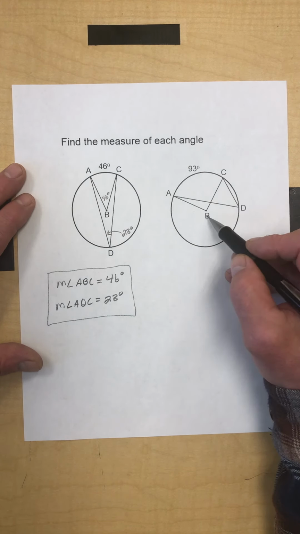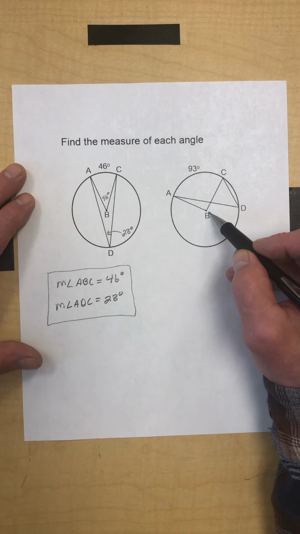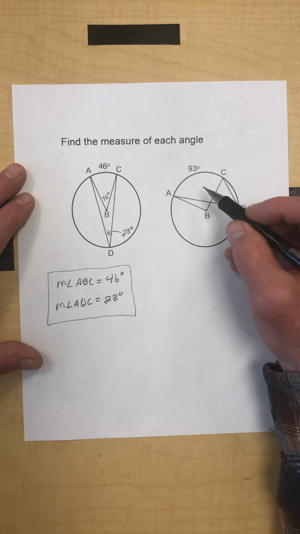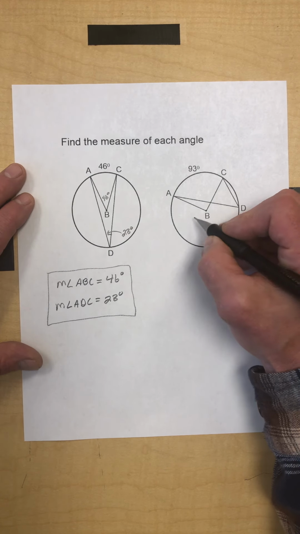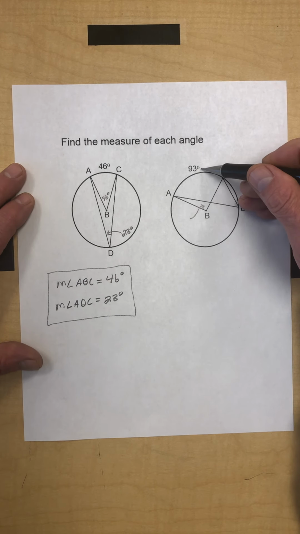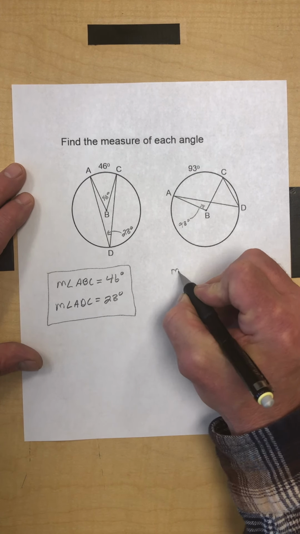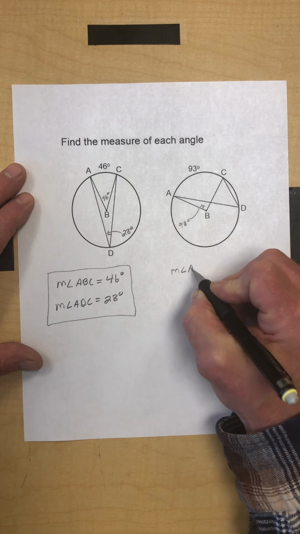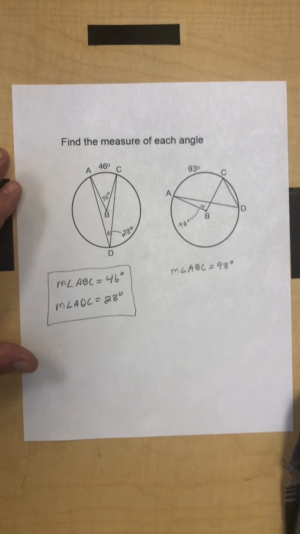So if we look at angle ABC, notice that, assuming that point B is the center, we have a central angle. And notice that the intercepted arc is arc AC. So we know that the central angle has to have the exact same measure as the intercepted arc. So that has to be 93 degrees. So the measure of central angle ABC has to be 93 degrees.